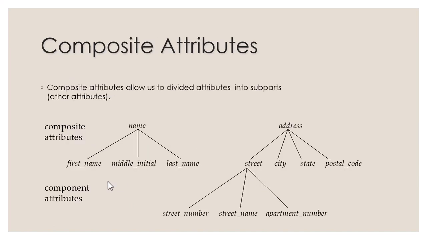So here is an example of a composite attribute. The name has a first name, middle initial, or it could be middle name, and last name. So this name really has three parts. And like we talked about, address has street, city, state, and zip code. And street also has different parts, where it has the street number, street name, and possibly an apartment number. So this is an example of composite attributes.